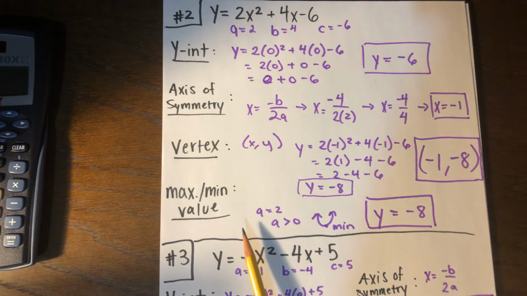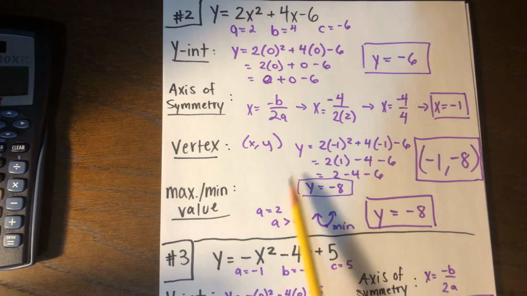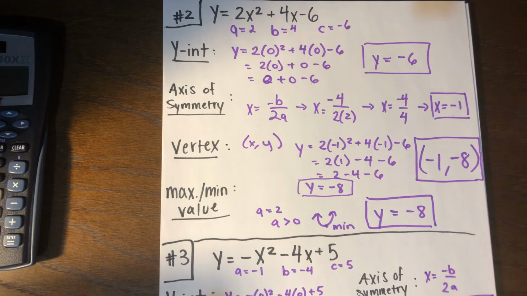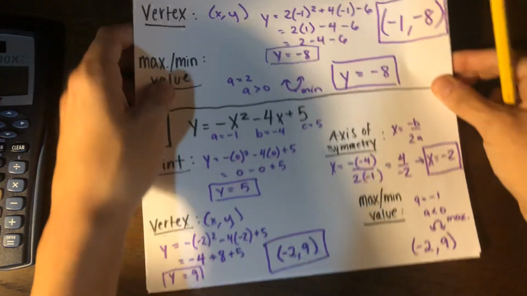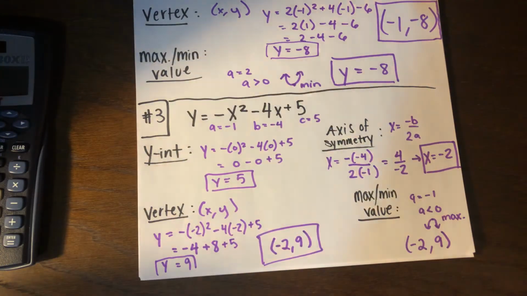I find out if it's a maximum or a minimum by looking at a. It's positive. It's a 2. It's greater than 0, so I have a minimum again. Okay? And you're just going to take your y-coordinate from above and put it down here. Okay? Last one. And then you guys are going to do these questions on your own.